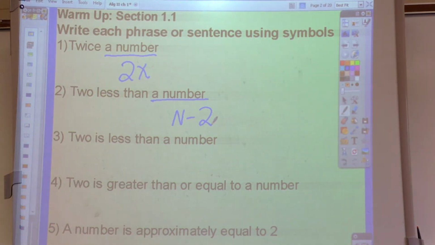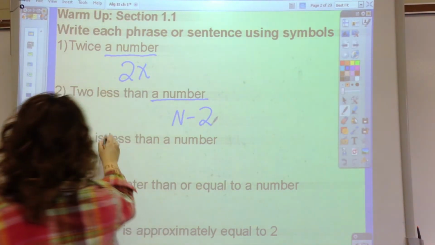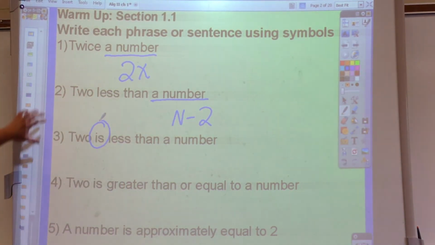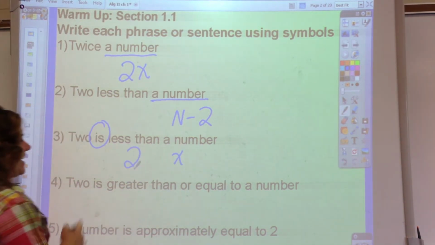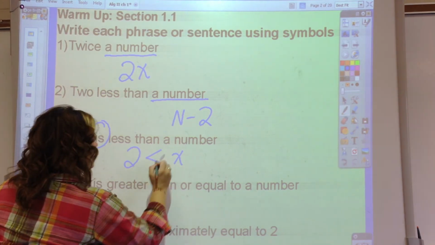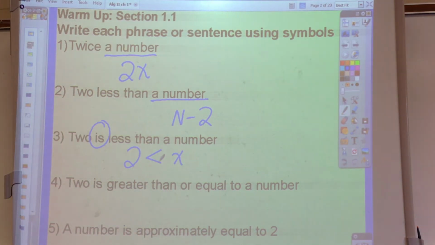How about this sentence? 2 is less than a number. Please notice that here we have a verb that was not in these first 2 phrases. This becomes a sentence. 2 is less than a number. So I have my a number and my 2, and it's less than, so I'm going to need to connect them with a less than symbol. Remember from grade school that the bigger side eats the bigger object. Cheesy but true.